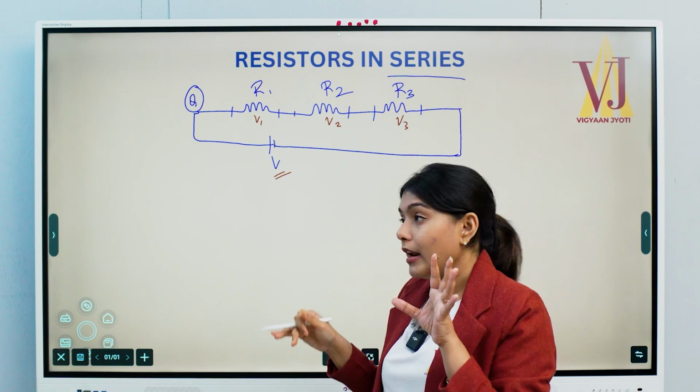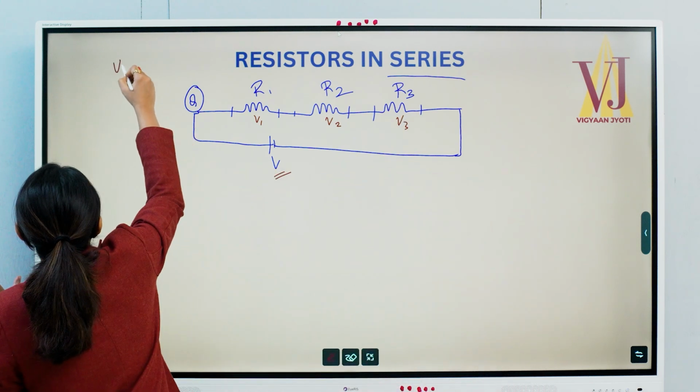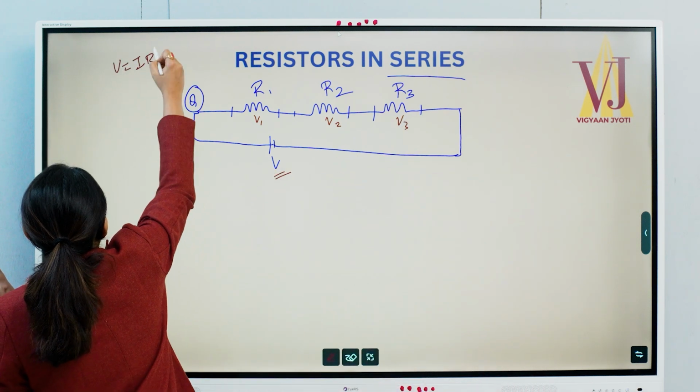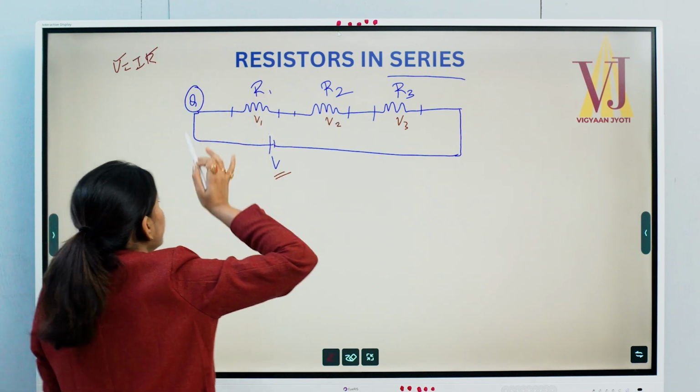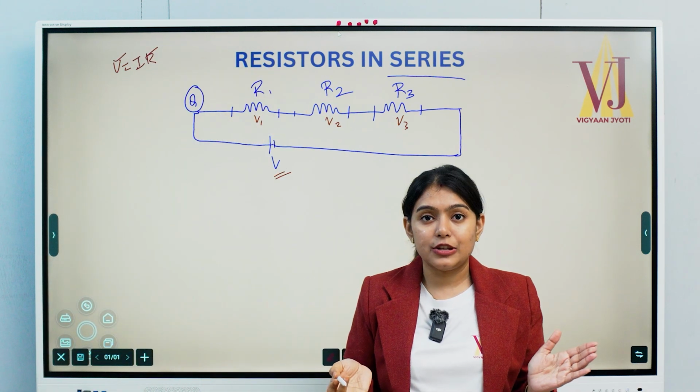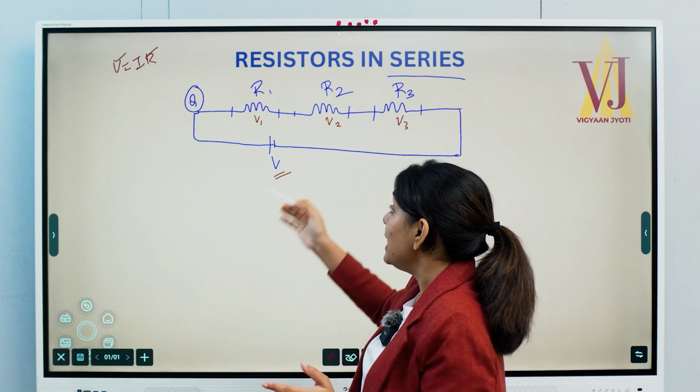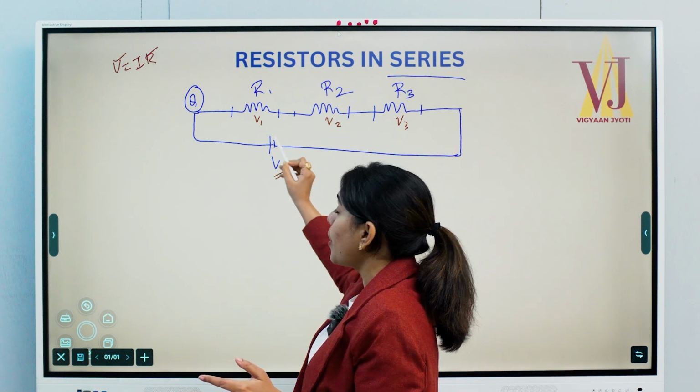Now from Ohm's law we know that V equals IR. We are saying V is varying. Now what about the current? Is this also changing? No, because the current originates from the voltage, right?